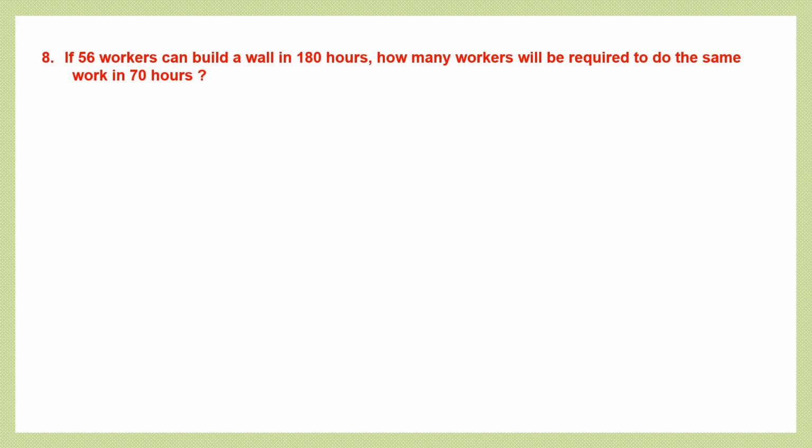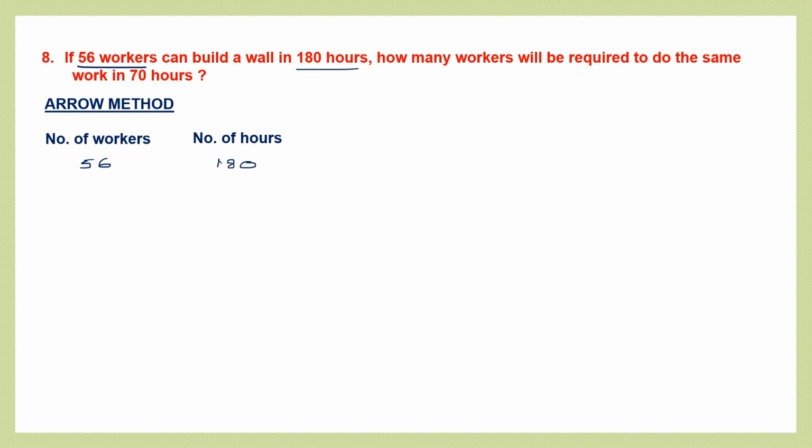Let's do this in the arrow method. So in the arrow method, we make two columns. So we have workers here, 56 workers. So we can say number of workers and we have 180 hours. So the next column can be number of hours. Now let's fill in. So 56 workers. Number of hours is 180. So when 56 workers work together, they were able to complete the work in 180 hours.